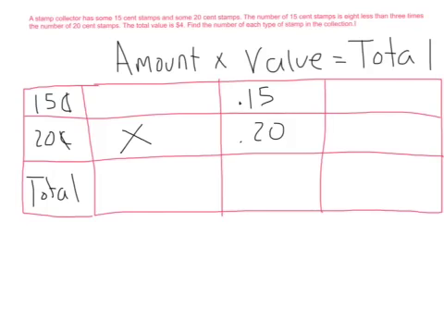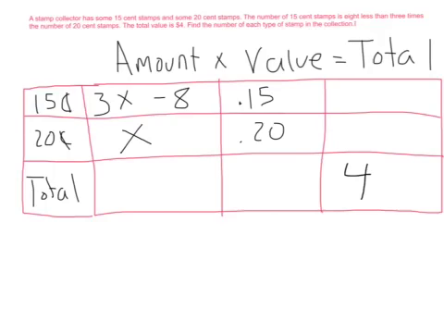Now it's easy for me to do the amount for 15 cents. The number of 15-cent stamps is 8 less than 3 times the number of 20-cent stamps. So I have 3 times x, and then minus 8, so I put 3x minus 8 there. Moving on, we have the total value is $4. That's my total value. Here I have $4. Okay, well, now they want us to find the number of each type of stamp in the collection.